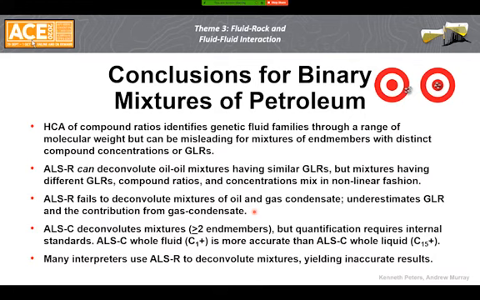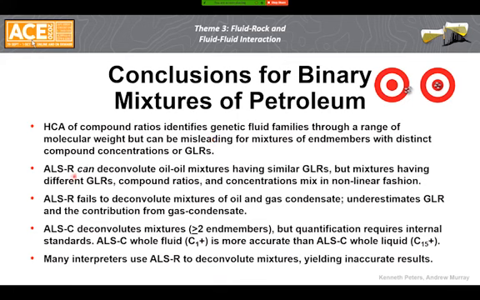Okay, so here are my conclusions. HCAF compound ratios identify genetic fluid families. It does. Through a range of molecular weight, you have to specify that molecular weight range. If you're dealing with dead oil and you're dealing with biomarker ratios that are C15 plus, that's the only range you can say anything about. It can be misleading for mixtures of end members with distinct compound concentrations and gas-liquid ratios.